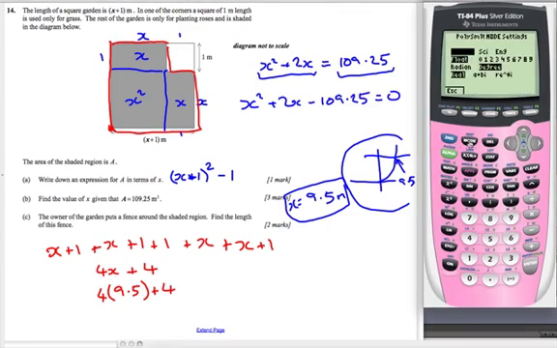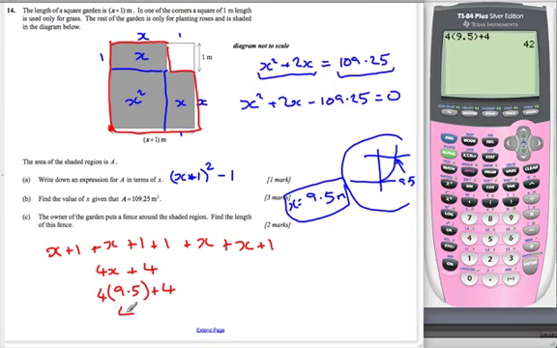So let's go over here. Second quit. What's going on here? Right, thank you. 4 lots of 9.5, add 4. Enter, 42. So 42. Make sure we've got our units. It's a length for fencing, so that again is in meters. Okay, done.